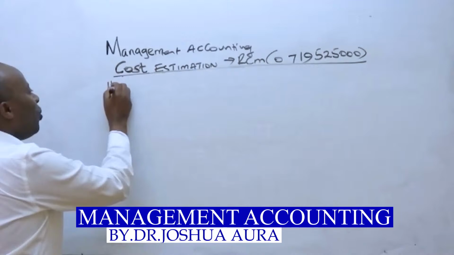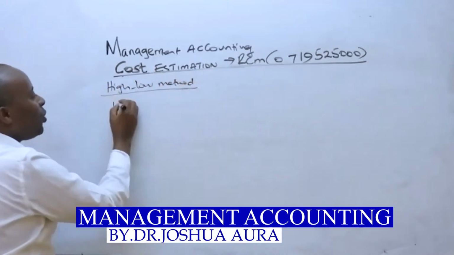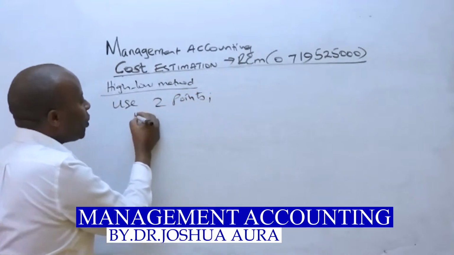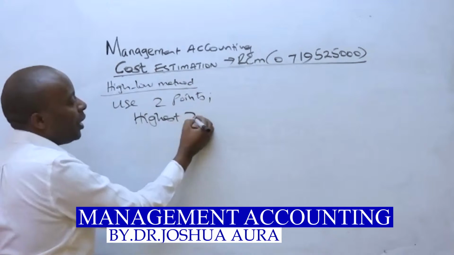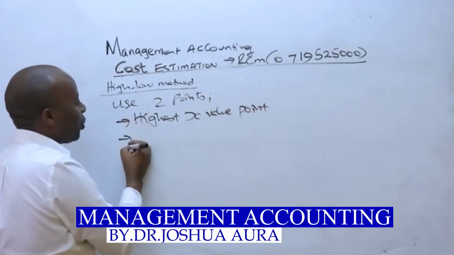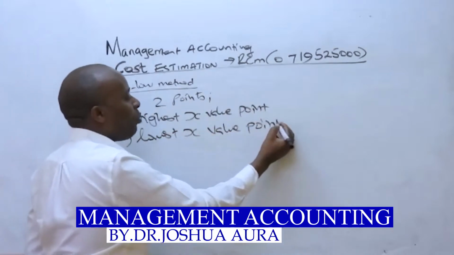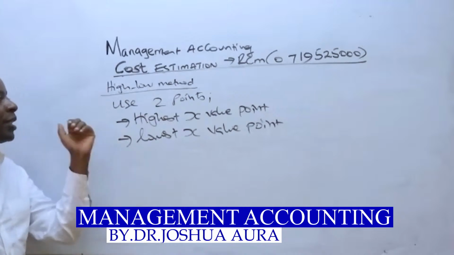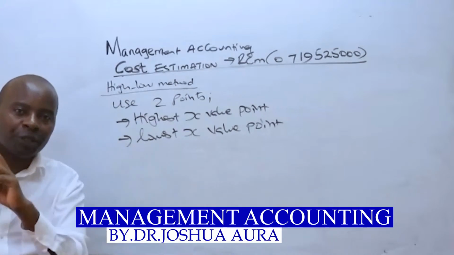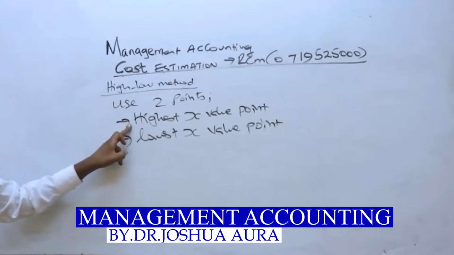So this high-low method, as the name suggests, makes use of 2 points only. Which points are these? Number one, we have the highest X value point, and then number two, we have the lowest X value point. The most important thing for us to appreciate, ladies and gentlemen, is that the high-low method makes use of only 2 points, as I've put them here.